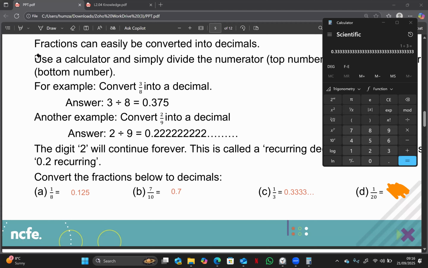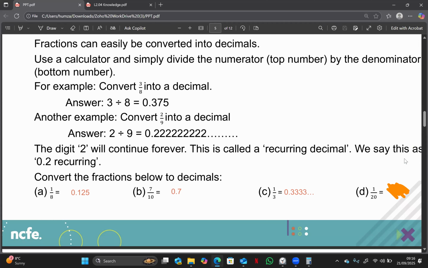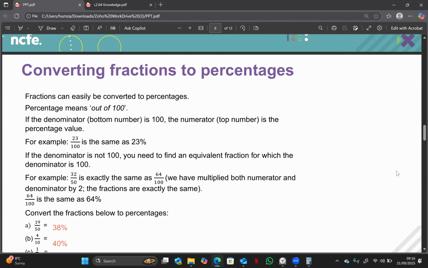And the last one, what would that be? The D. 1 divided by 20. Yeah. So let's do that. 1 divided by 20. 0.05. Exactly. So the last answer should be 0.05. There you go. We got them. Correct.